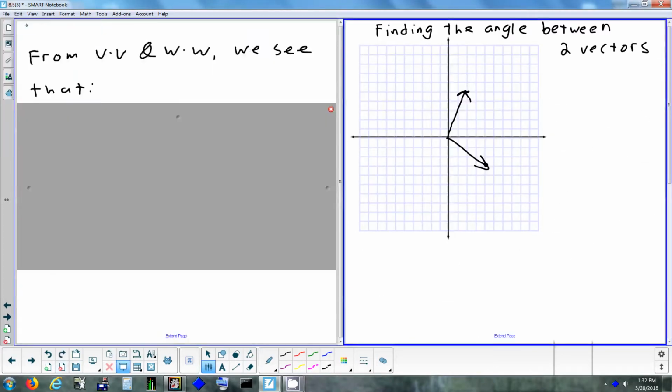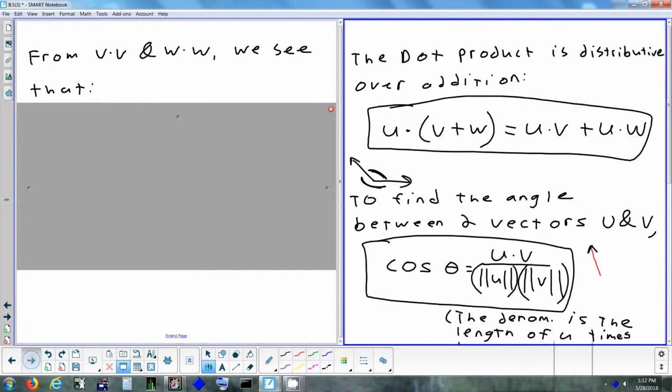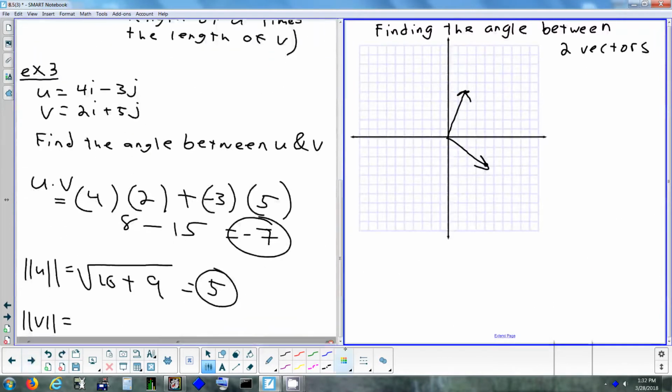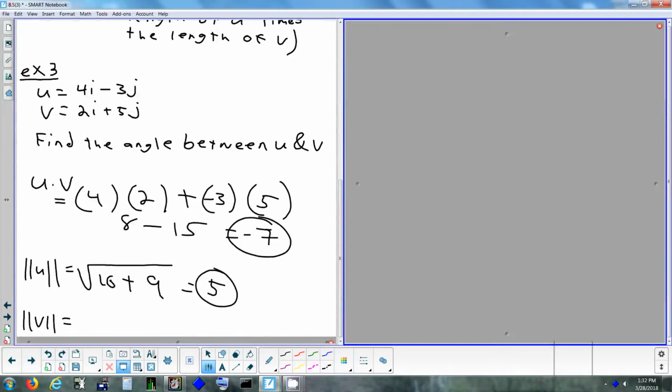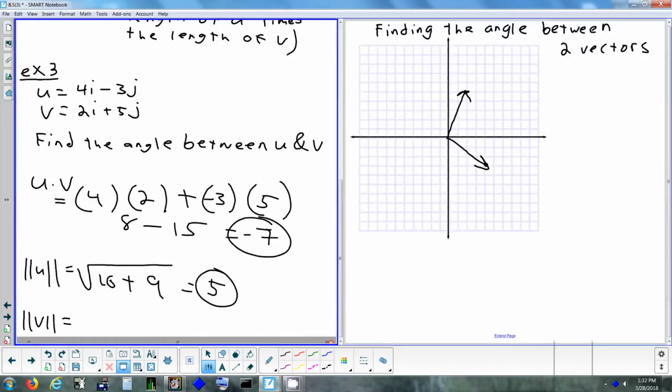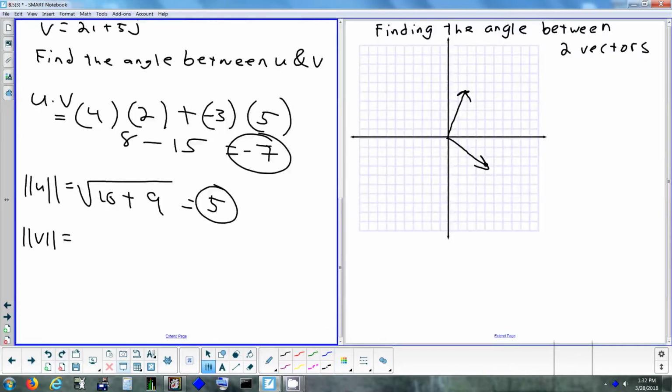And the last thing, the magnitude of v. I'm trying to get some more space. There we go. Can someone give me the calculation to find the magnitude of v? Yeah, Sean? Square root of 4 plus 25, which equals the square root of 29. 2 squared is 4, 5 squared is 25.